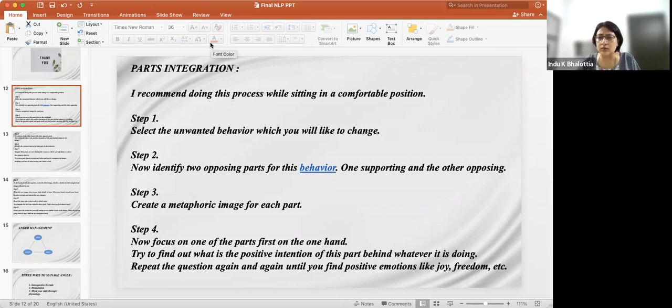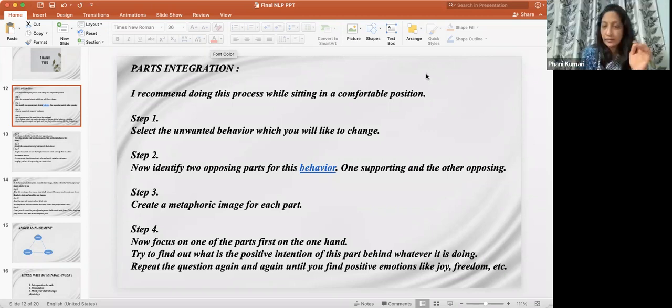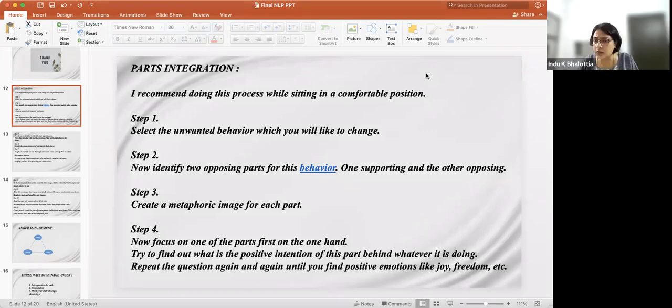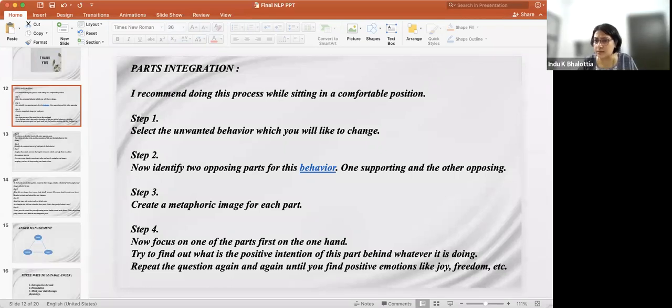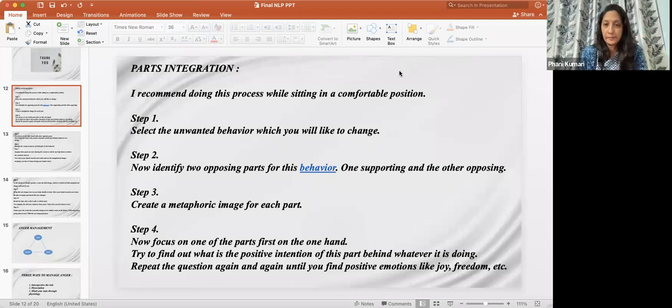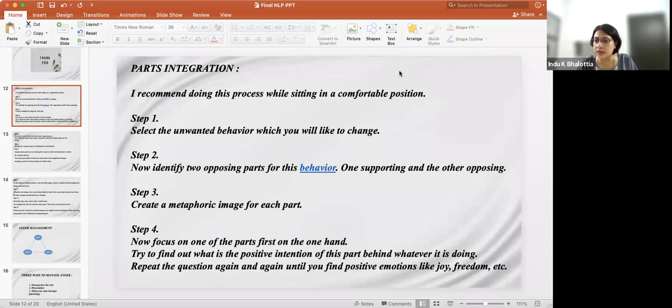You're not audible. Your network is weak, I think. It's showing red. Is it audible? Now it is okay. Okay, 1 second, let me change my network. Now it is okay. Previously it was showing red.